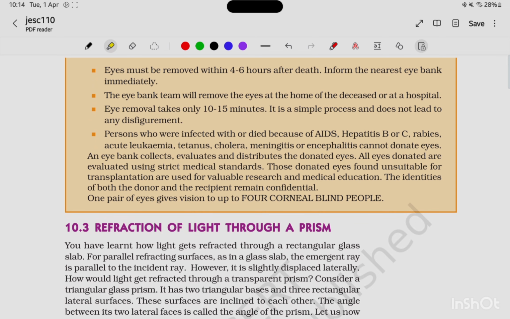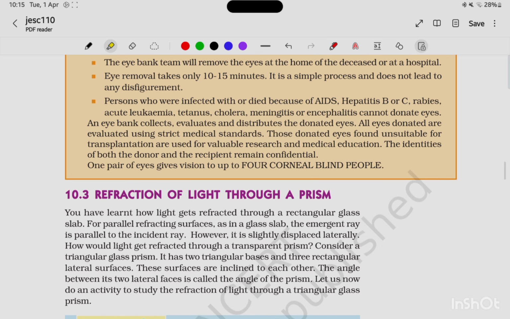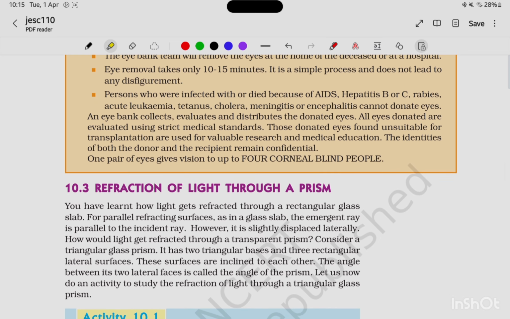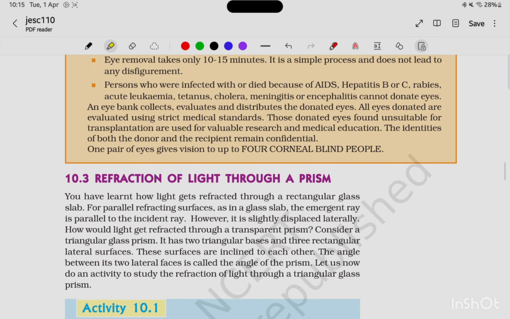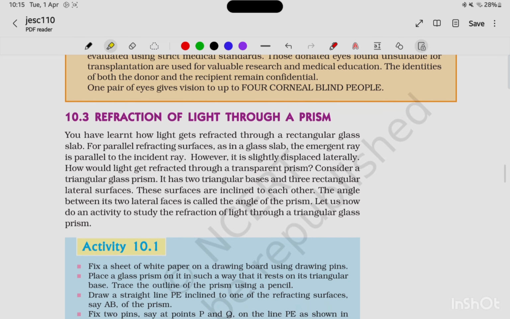People who died of AIDS, hepatitis B or C, rabies, acute leukemia, tetanus, cholera, meningitis, or encephalitis cannot donate because it's communicable. Okay, that's all.